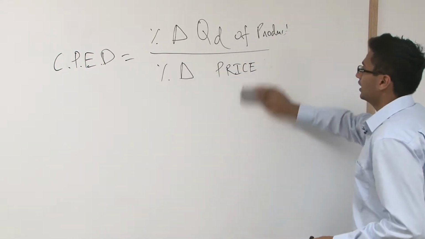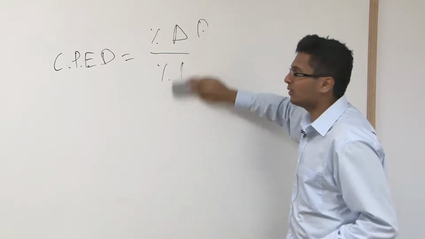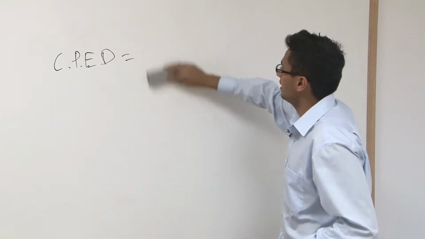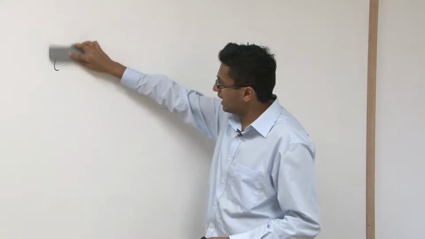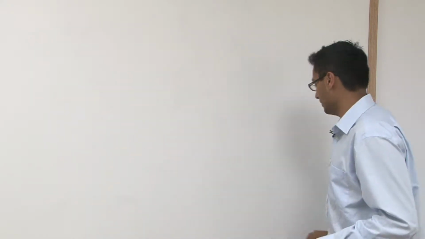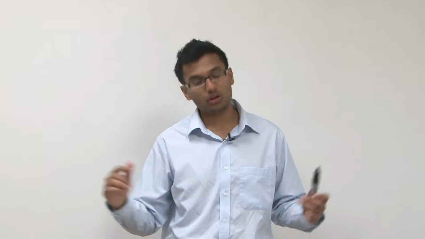Before I get out of elasticity, I want to discuss one last topic, which is the determinants of price elasticity. Really speaking, there are three main determinants of price elasticity of demand, and we're going to go over them. So let's start off.